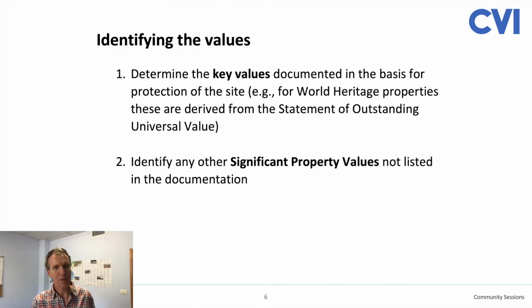But in addition to those values, the high level or internationally recognised values, we also understand that there are significant property values that are in addition to those. And we want to recognise those and make sure that those are understood.